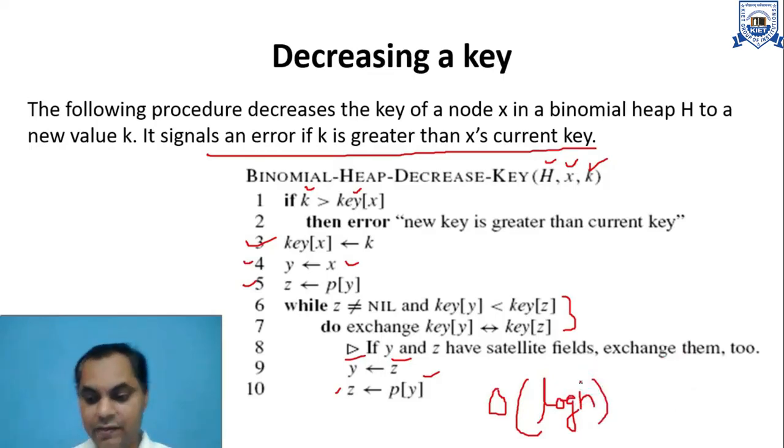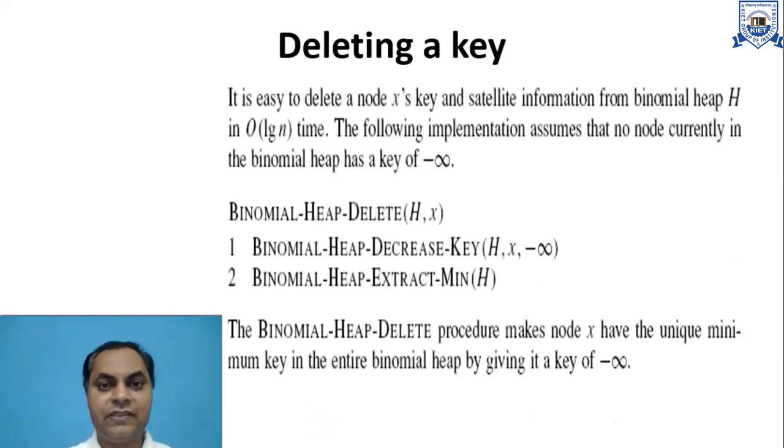Now let's discuss our last operation. This is very easy, only a 2-line operation, but basically it reuses some other procedures. So we want to delete some key. It's easy to delete a node x with its key and satellite information from binomial heap H in log n time.